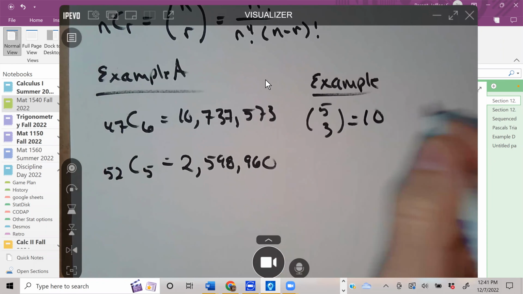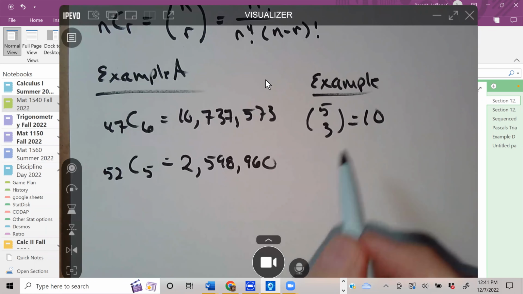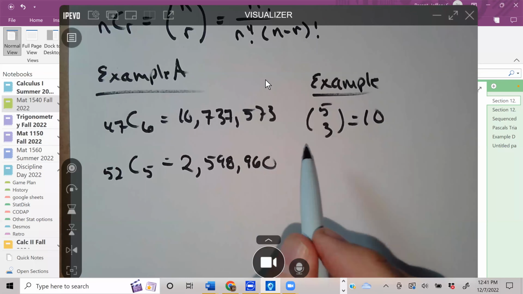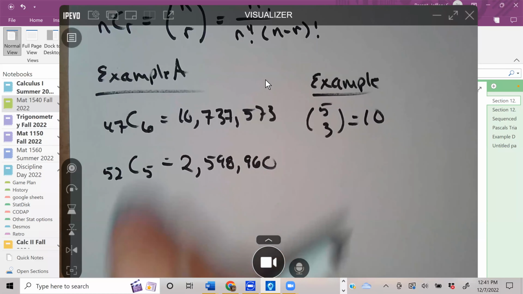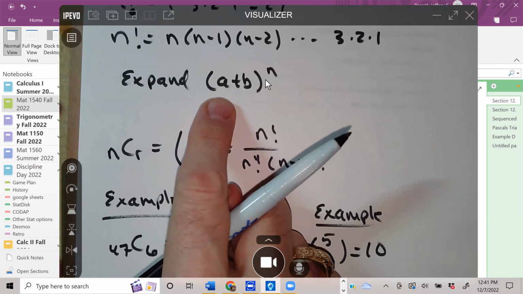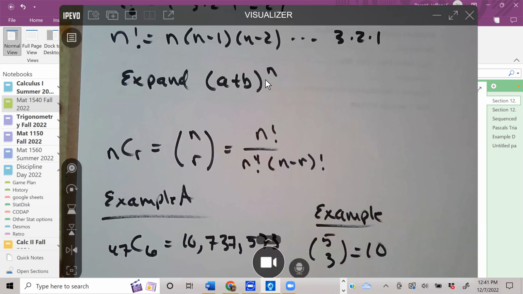So you should end up with 10 from this. So kind of a small number. This is a number that we're going to use later on in calculating the coefficients that you're going to need to expand those kind of things. So, all right, let's keep going.